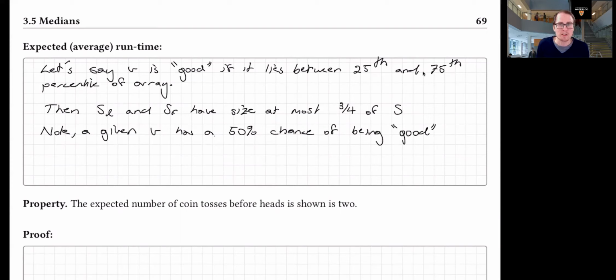So then we can ask the question, how many... that's basically now a coin flip, right? When I flip the coin, I have a 50% chance of it landing heads. And then we can ask, how many flips do I have to do on average before I get heads? It's more than one. Is it two? It actually is exactly two. So the expected number of coin tosses before heads is shown is 2.